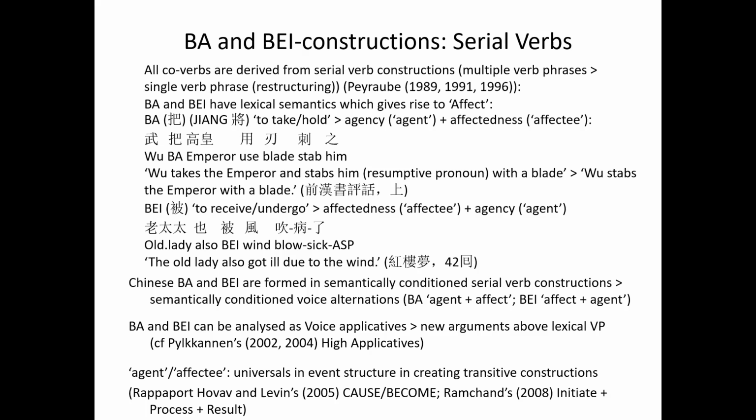And also, the notions of agent and affectee are universals in formal event structure, and they're commonly used to create transitive constructions. So, famous work by Rappaport Hovav and Levin, and Ramchand, etc. They talk about how there is a cause element and there is a come element that introduce the agent and affectee in canonical transitive constructions. And these are the arguments that are introduced by Ba and Bei as well in Chinese. So to conclude, I propose that Ba and Bei are voice applicatives.